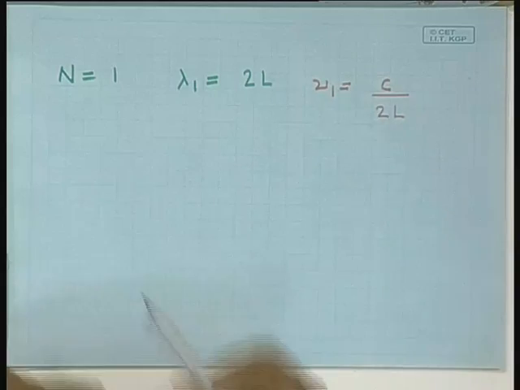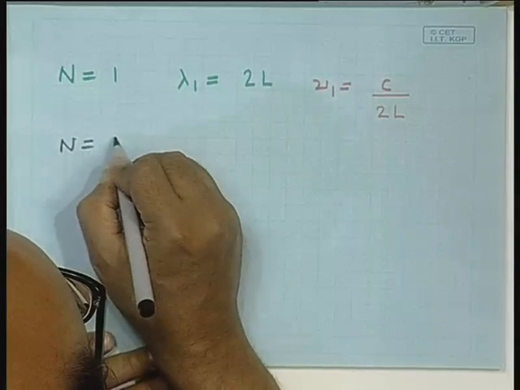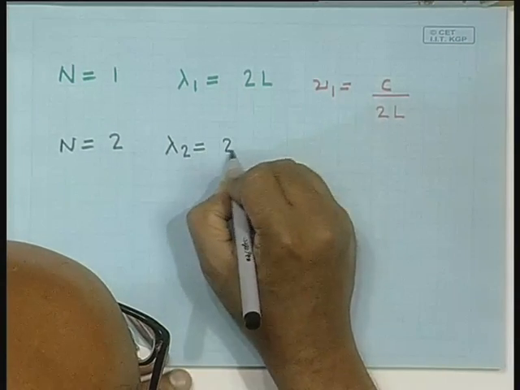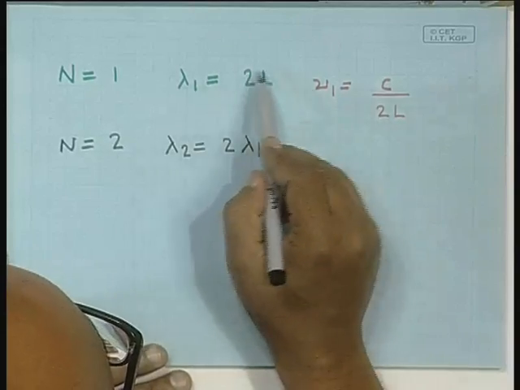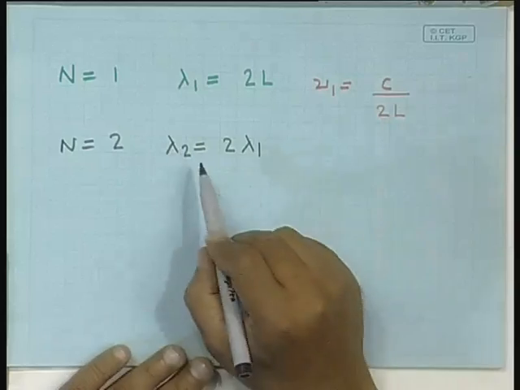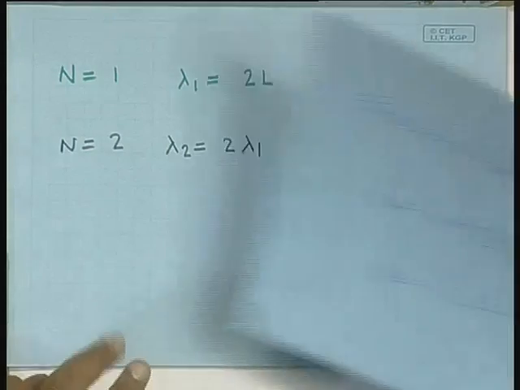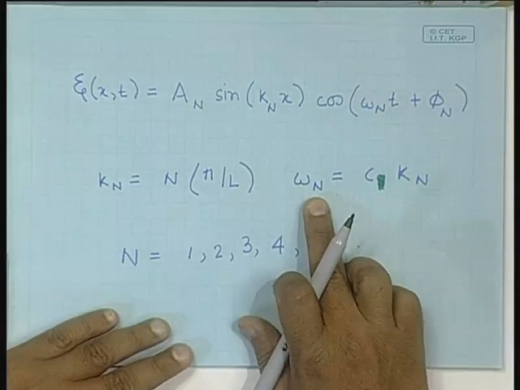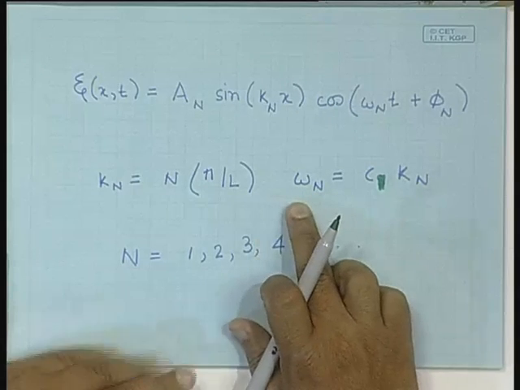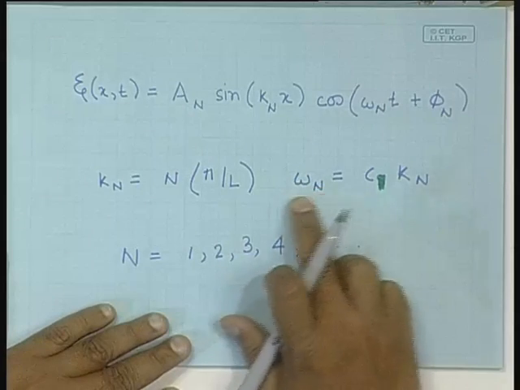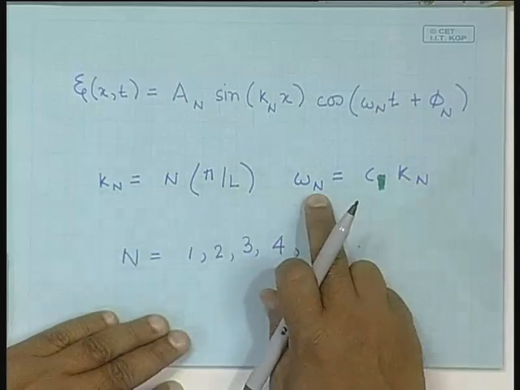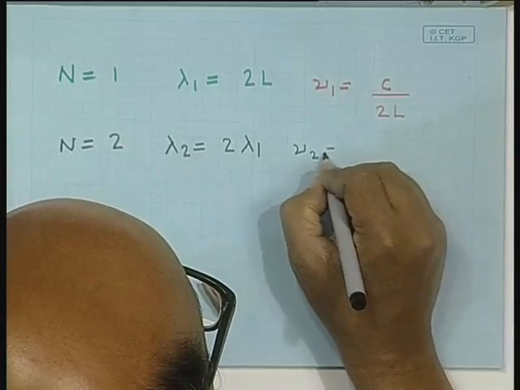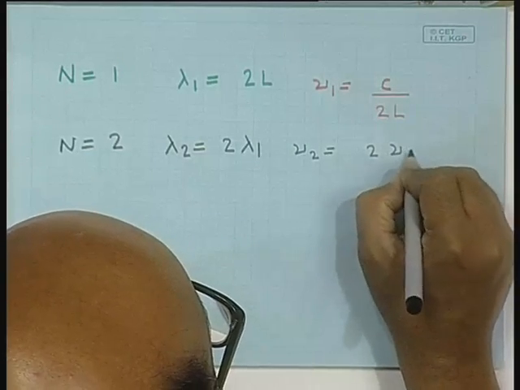So, for n equal to 2, the wavelength is half of lambda 1, where lambda 1 is 2L. Similarly, the frequency is the angular frequency divided by 2 pi. So, for n equal to 2, the frequency is going to go up twice. So, nu 2 is equal to twice nu 1.